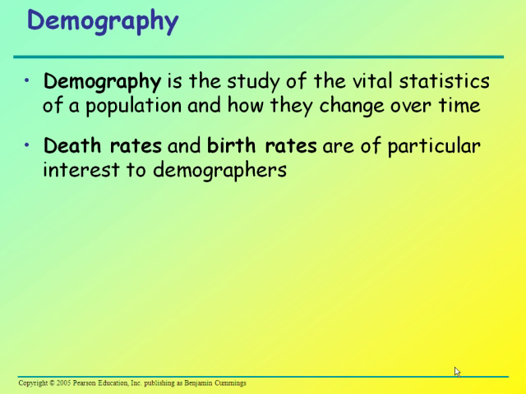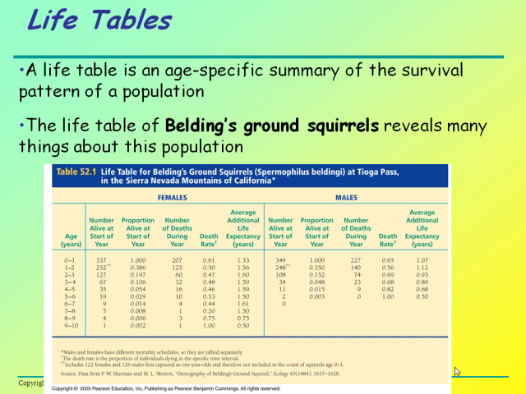Demography. What is demography? It's the study of vital statistics of a population and how they change over time. So, to study demography, you have to know death rates and birth rates. And in demography, you use life tables. It's an age-specific summary of the survival pattern of a population.